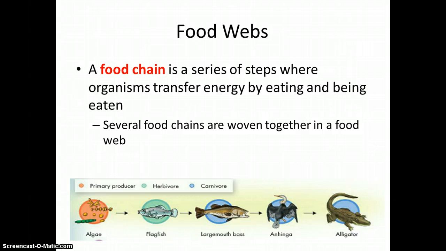Relationships between organisms in an ecosystem are never this simple. Largemouth bass don't just eat flagfish. They also eat shrimp. And flagfish are not the only animals to eat algae. Food webs show how all the organisms in an ecosystem are related in their feeding relationships. Several food chains are woven together to create a food web.